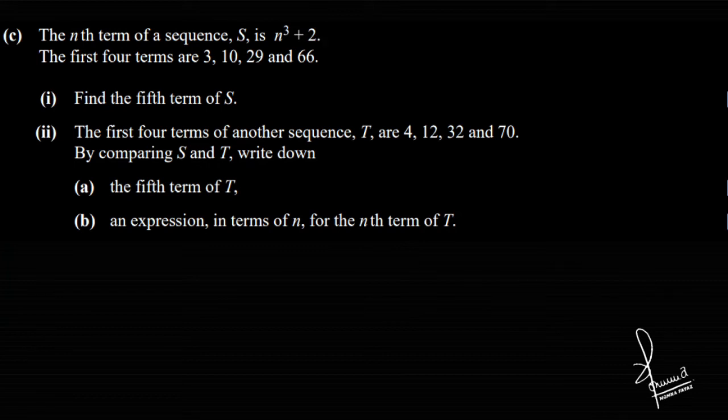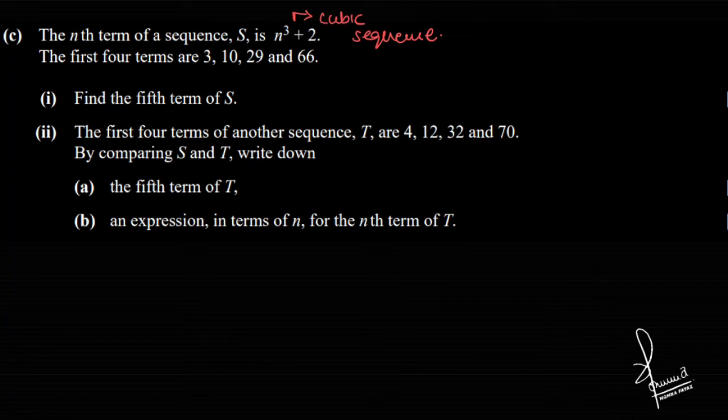The first question says the nth term of a sequence is n cube plus 2. Now n cube plus 2 means this is a cubic sequence, and they have already given you the sequence. They have also given you the first 4 terms of the sequence, which are 3, 10, 29 and 66. You have to calculate the 5th term of the sequence. Now this is very easy. They've already given you n cube plus 2.